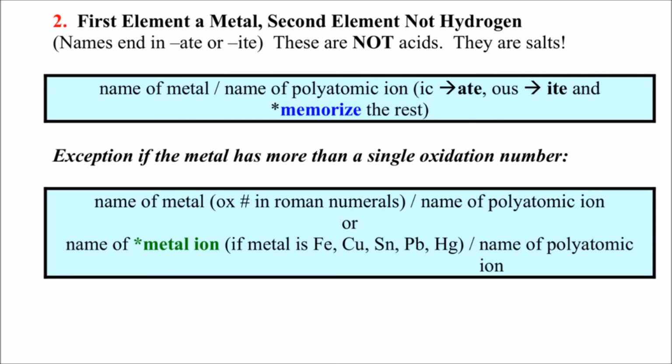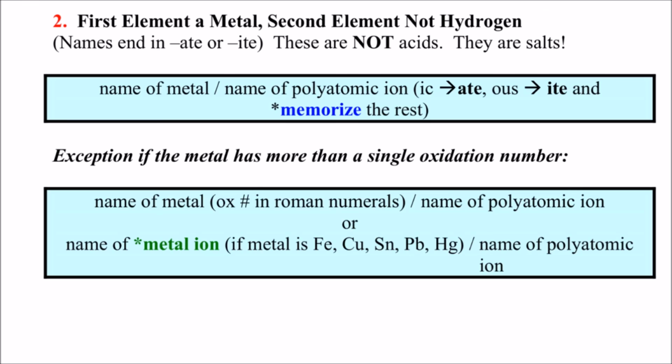So the rule is, you say the name of the metal, then we're going to say the name of the polyatomic ion. Things that used to end with ic when it was an acid are now going to end with ate since it's a salt. And things that used to end with us when they were acids are going to end with ite now that they're salts. And then there will be a short list of things that you need to memorize. So let's see if we can do some examples of this.